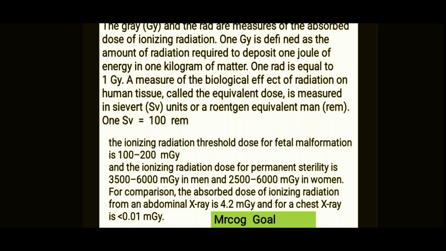For comparison, the absorbed dose of ionizing radiation from an abdominal X-ray is 4.2, and for chest X-ray it is less than 0.01 milligray. Okay.